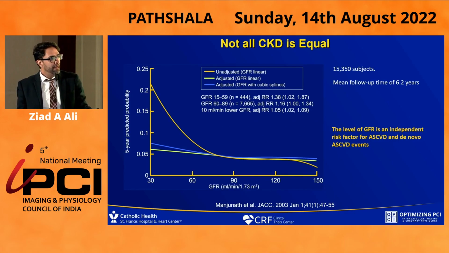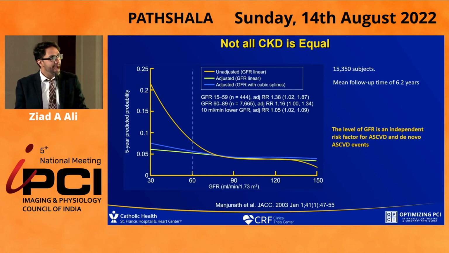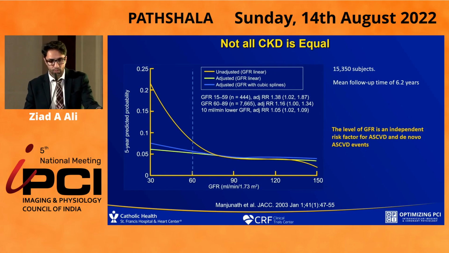Now, in most trials, we use a cutoff of GFR of 60 as determined to be CKD. But the event rate actually dramatically goes up with a GFR of around 30. So we really need to start thinking about ultra-low contrast angiography and PCI in patients who have CKD levels 3B with diabetes or 4 without diabetes.